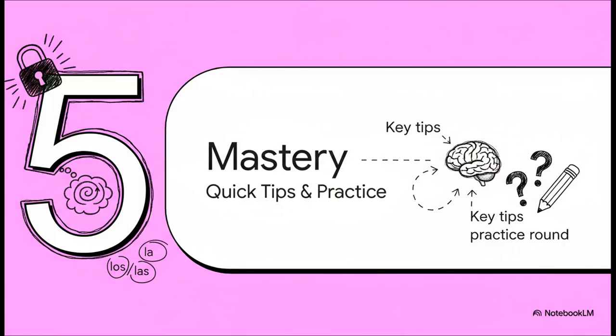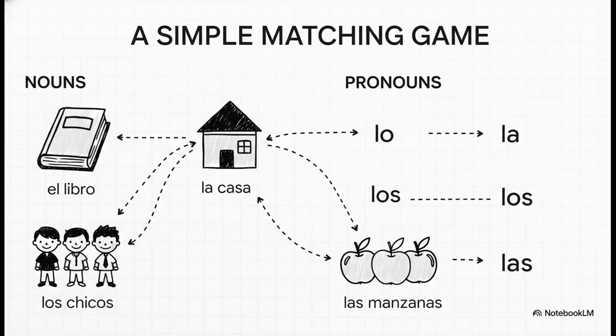Okay, so you've totally got the main idea down now. So let's just lock it in with a couple of quick tips and a little practice round. We're going to make sure this new skill really sticks with you. Really, just think of this whole thing as a simple matching game. There are only 2 rules you can't break. The pronoun has to match the noun's gender, and it has to match its number.